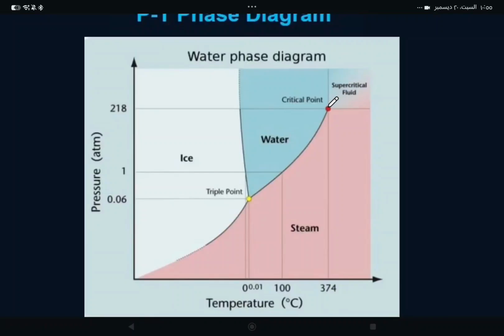See, the critical point is at the end of the water-steam curve. So it has the highest pressure, and the triple point has the lowest pressure in the water region. And after this point, the substance goes to the supercritical region. Then you cannot tell water from gas. The boundaries vanish.